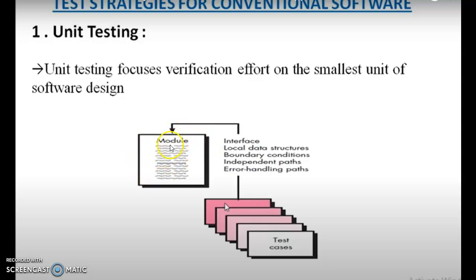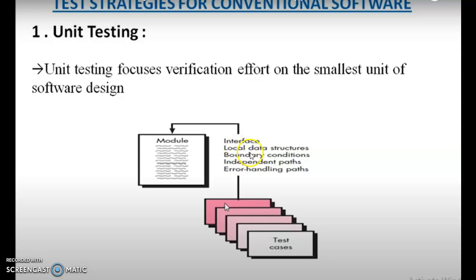If we are testing a module, the different paths, the internal processing logic and the data structure of these modules are checked in unit testing. This type of testing can be conducted in parallel for multiple components. And the interface is also tested. In unit testing, the interface is tested.